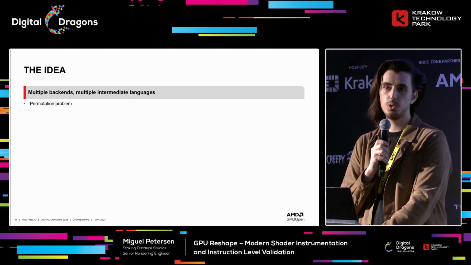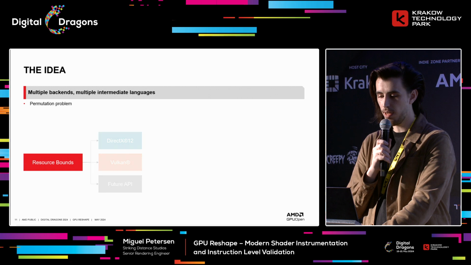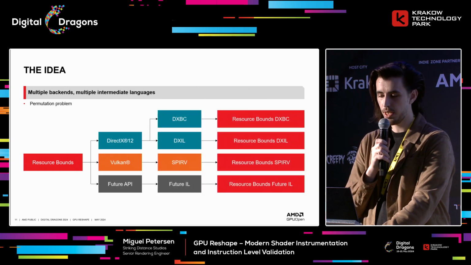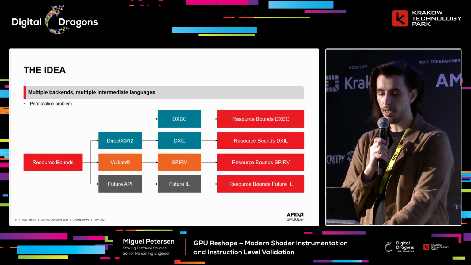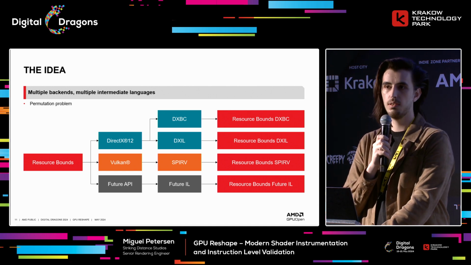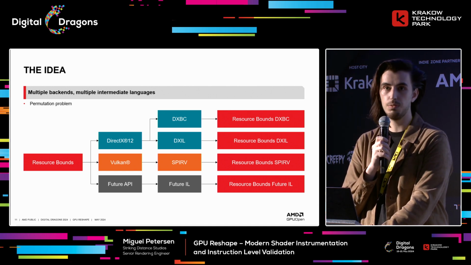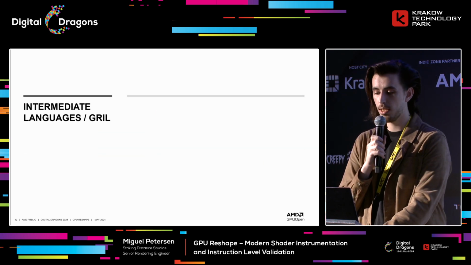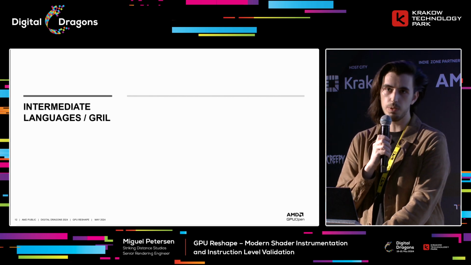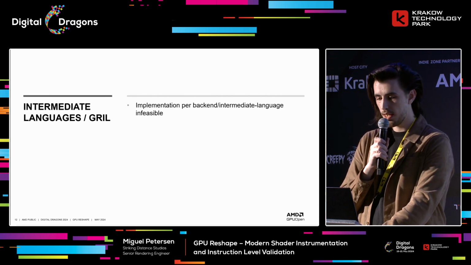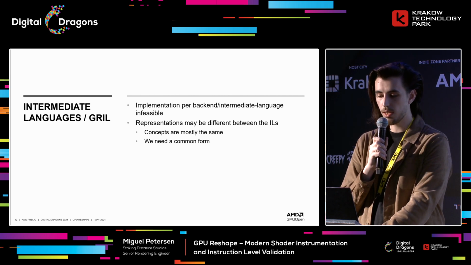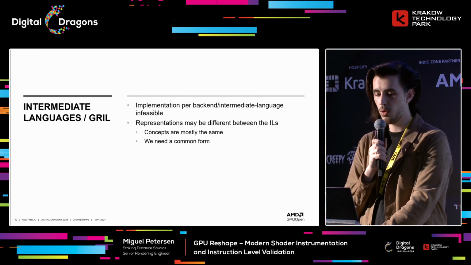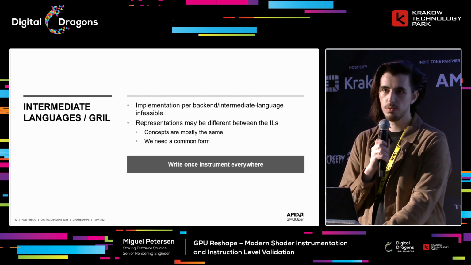What I mean by this is that if I was to naively instrument the binary that the application provides, I end up with a lot of implementations. One per API, one per backend language, DXIL, DXBC, SPIR-V, and so forth, anything that the future may hold. So GPU Reshape attacks this problem through a custom intermediate language named GPU Reshape Intermediate Language, or GRIL for short. The basic premise is that while backend ILs may have their differences, the concepts are mostly the same, right? A texture sample is still a texture sample, an addition is still an addition, and so forth. So let's have a common form where we'll be able to write once and instrument everywhere.